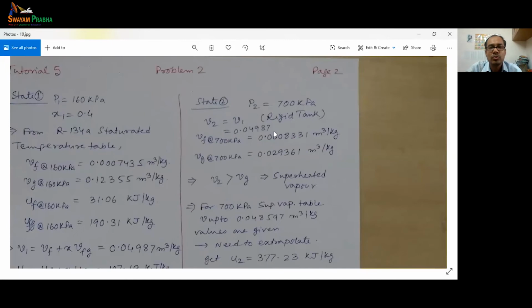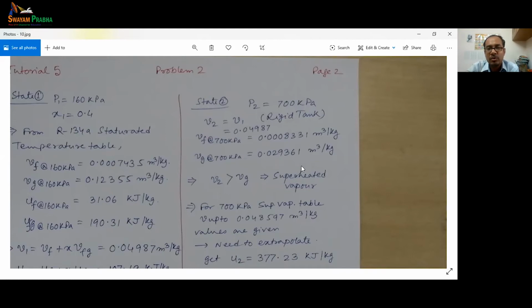Now state 2, we know that the pressure is 700 kPa, that's given, and we know that the specific volume at state 2 will be equal to the specific volume at state 1, and that is 0.04987. Now from the saturated temperature table for R134A, if we look up the specific volume for fluid and for saturated vapor, we get these values, and we see that V2 is actually greater than Vg. That means it's superheated vapor.